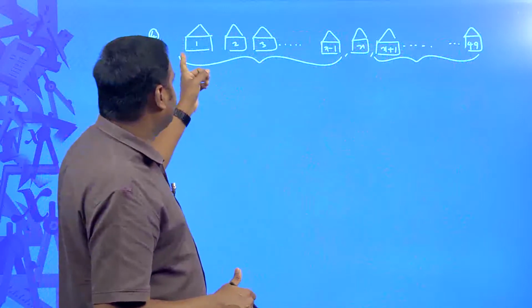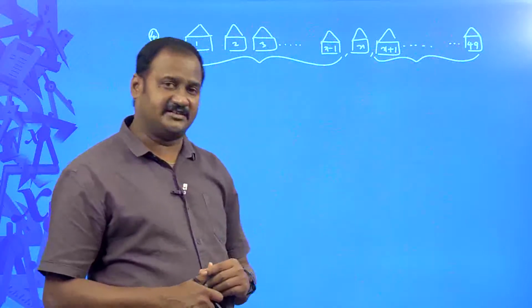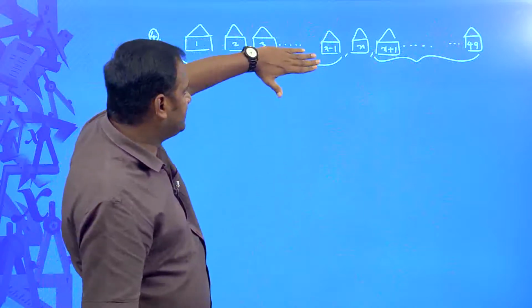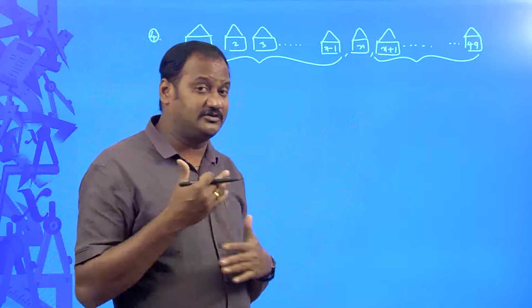See, if you take the numbers from 1 to x minus 1 or x plus 1 to 49, definitely 1 to 49 is an arithmetic progression. So, this forms an arithmetic progression, this group also forms an arithmetic progression. After forming arithmetic progressions, you will have to add and equate both the sums. Hope you understand.